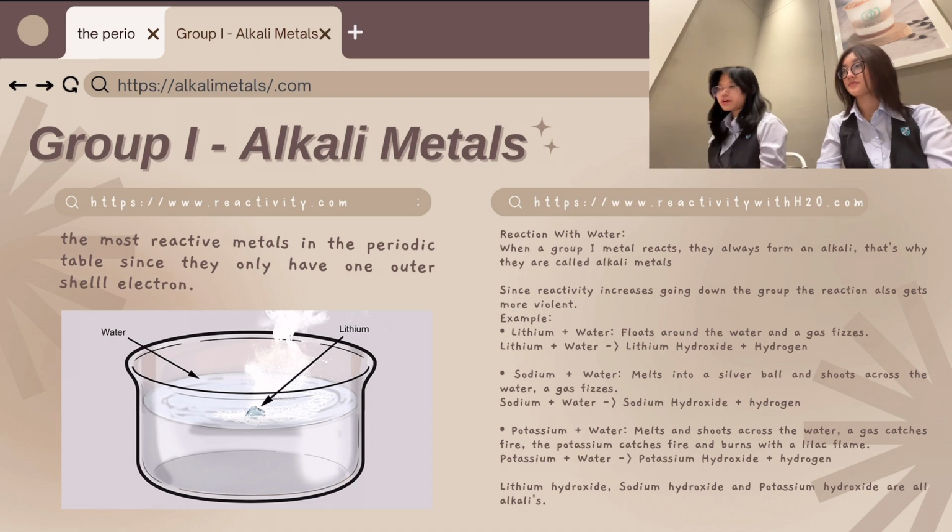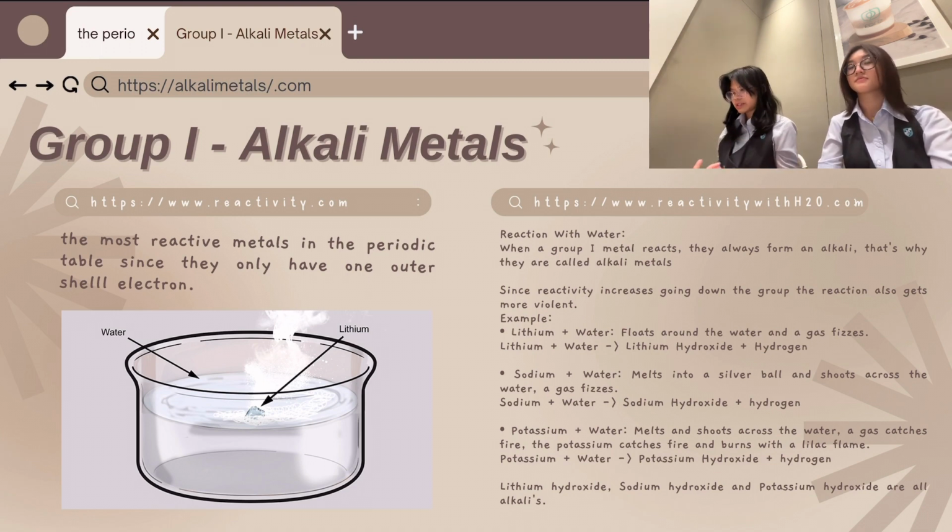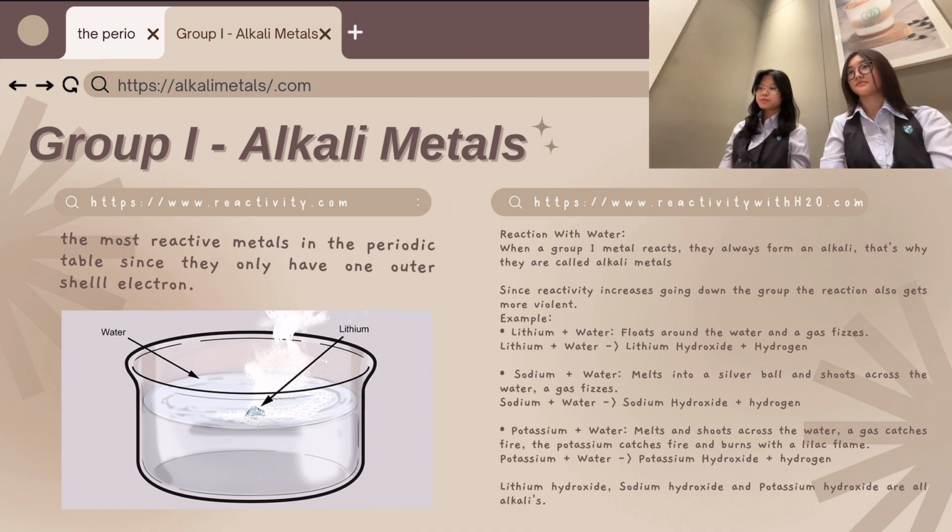So lithium plus water, it floats around the water and a gas fizzes. That gas is hydrogen gas. So lithium plus water, the product will be lithium hydroxide plus hydrogen gas. And then sodium plus water melts into a silver ball and shoots across the water. A gas fizzes, again hydrogen gas. Sodium plus water, sodium hydroxide, which is an alkali, plus hydrogen gas. And then potassium with water melts and shoots across the water. The gas catches fire, the potassium catches fire and burns with a lilac flame. So potassium plus water, potassium hydroxide plus hydrogen gas.